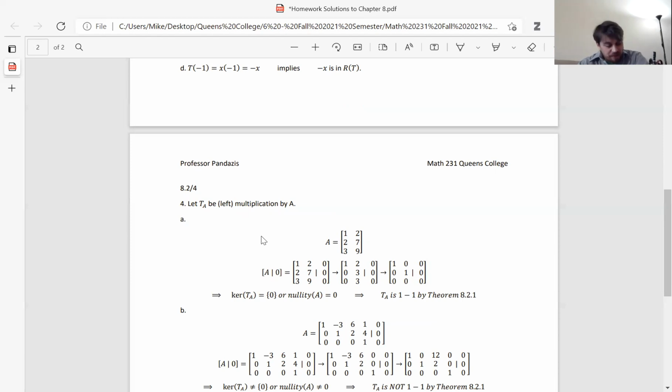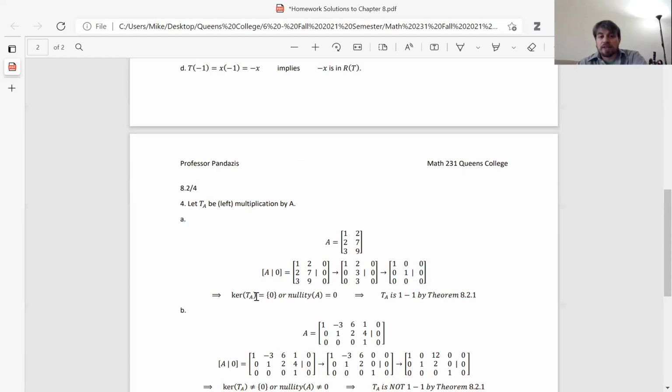So for number 4a, it gives you the matrix capital A, a 3 by 2 matrix: 1, 2, 2, 7, 3, 9. So I take the augmented matrix A 0. On the left side is A, on the right side is the 3 by 1 zero matrix. I get that to reduced row echelon form using elementary row operations, and so I get this matrix right here at the right-hand side.